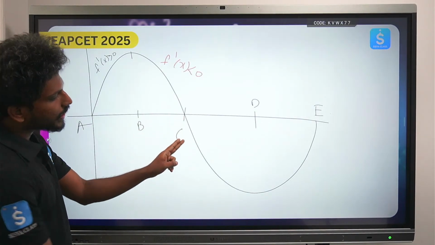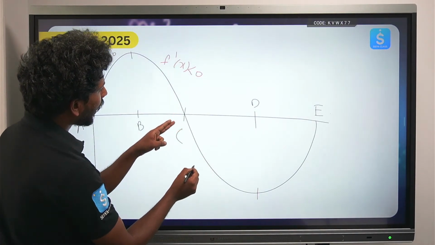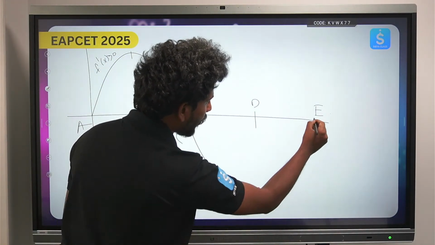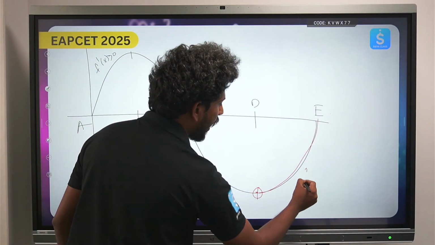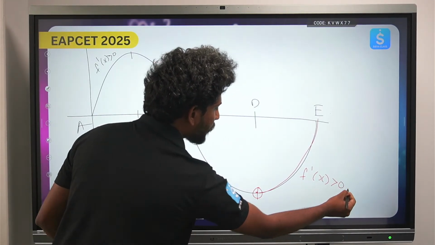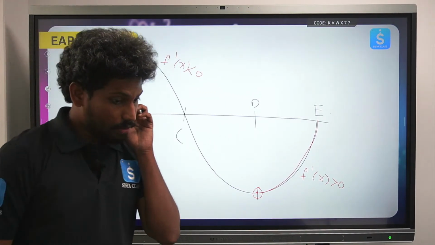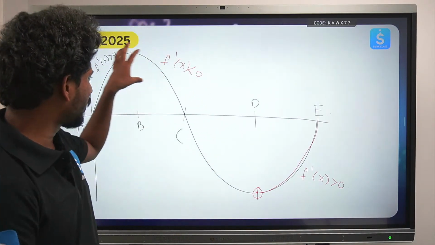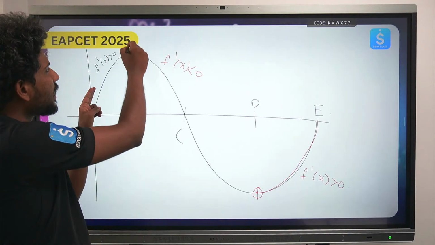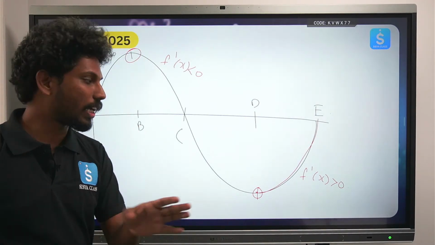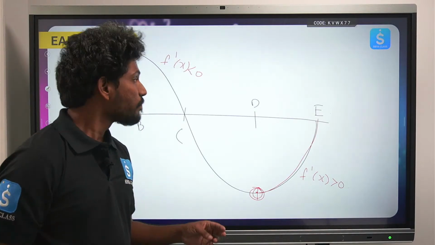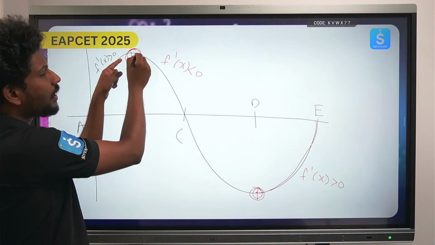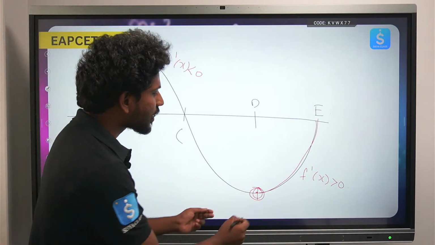Now from point C to point D, f dash of x is still less than 0. From point D to point E, f dash of x is greater than 0. But here one corollary, or consequence, you can take as a small note point. Here there is one peak, the crest and trough of a curve, in terms of a graph. Here you can see there is one pinnacle. This point is called the maxima, and this point is called the minima.